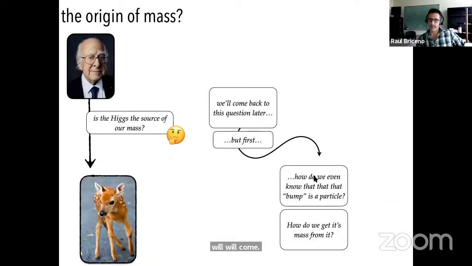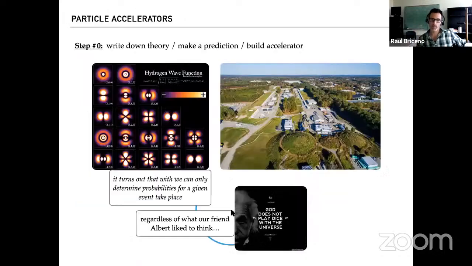But first, let's talk about how we even know that these little bumps that we see in experiments are particles, and we're going to see how we can deduce the masses from them.